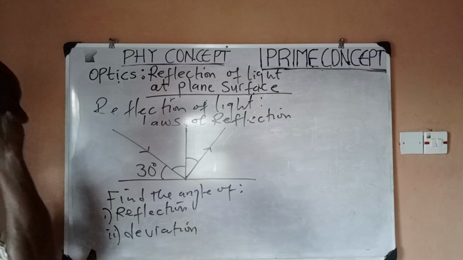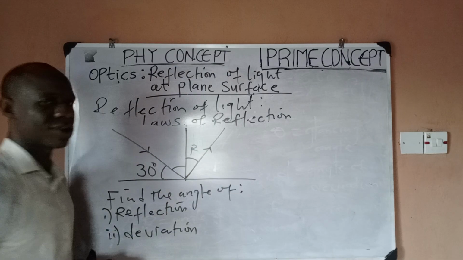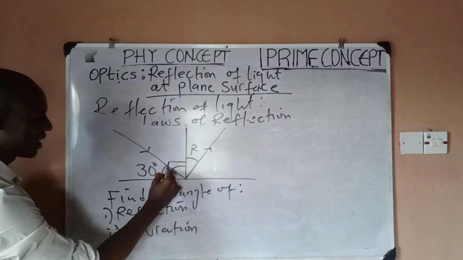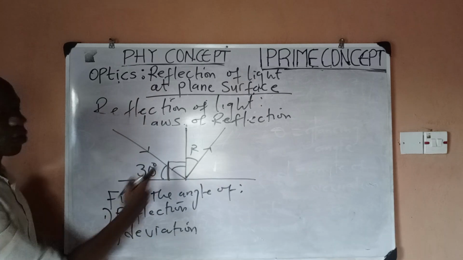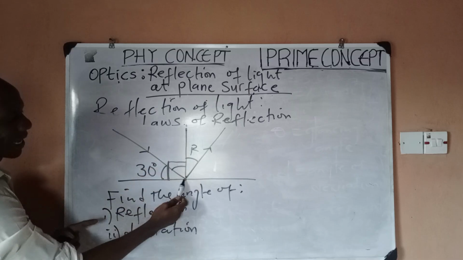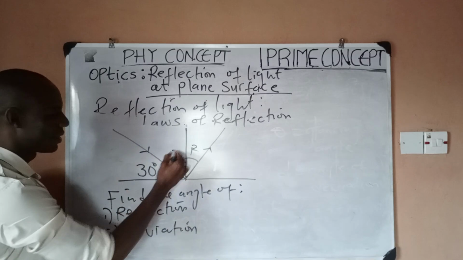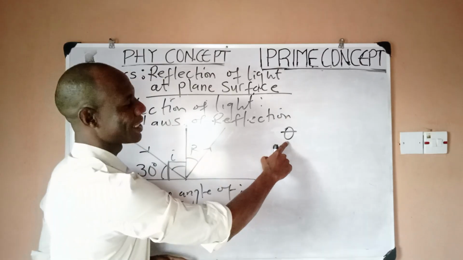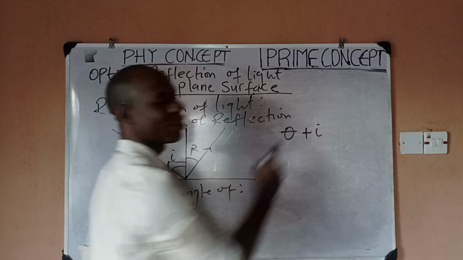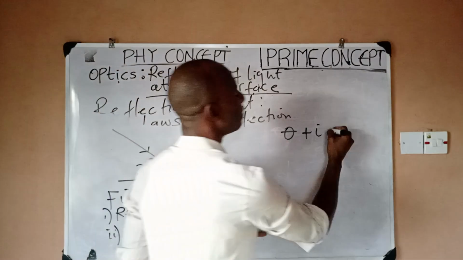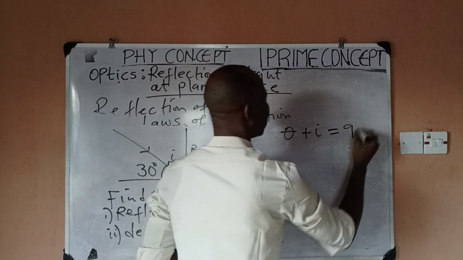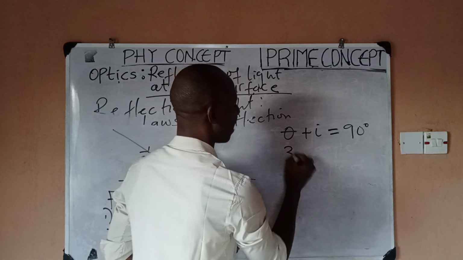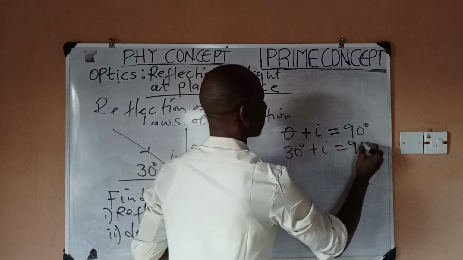Now, I want to find the angle of reflection, which is actually this angle. The first thing you want to remember is that this whole angle is 90 degrees. The angle between your normal and your plane surface is 90 degrees. So what did we call theta again? Theta is the angle of glance. So theta plus I, what did we call I? Angle of incidence. Theta plus I must always be 90 degrees. If my theta in this case is 30, I simply have 30 plus I equals 90 degrees.